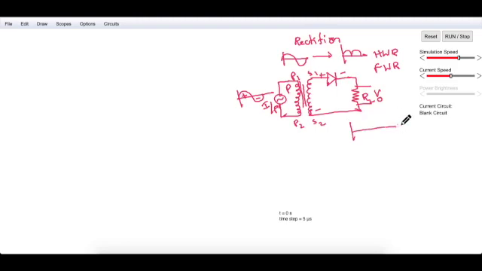So during this positive half cycle, it conducts. So the positive cycle will come out across the load resistance.